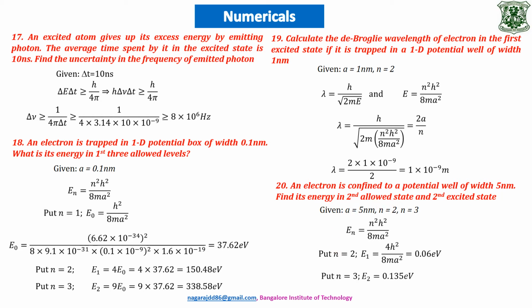Next, I should take n is equal to 3. When I take n equals 3, I get E3 as 0.135 electron volt. So, this is the energy corresponding to the second allowed level, that is n equal to 3, which corresponds to the second excited level. Well, let us proceed further.